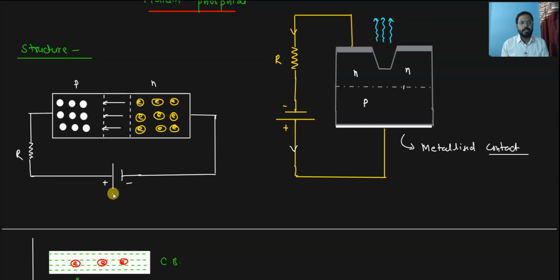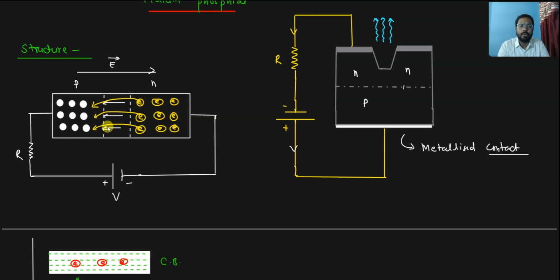But when we forward bias it, providing the positive terminal to P and the negative terminal to N, an electric field is set up, due to which the depletion region becomes very thin, and the electrons are able to move from this region to this side, and they are able to combine.